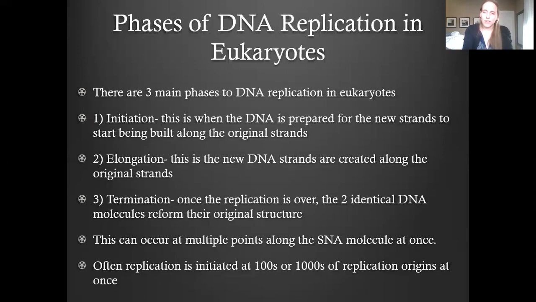So there are 3 different stages to this process of DNA replication in eukaryotes, which again are organisms like us that have nuclei. The first stage is called initiation. This is when the DNA is prepared for the new strand to be built. Then elongation is the actual building of the new strand. And then lastly, termination is essentially just finalizing those new DNA molecules.